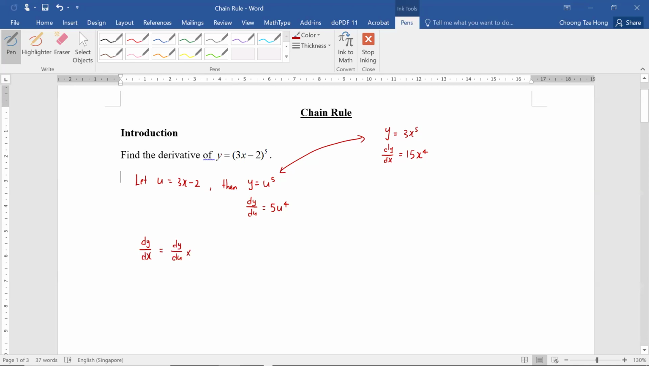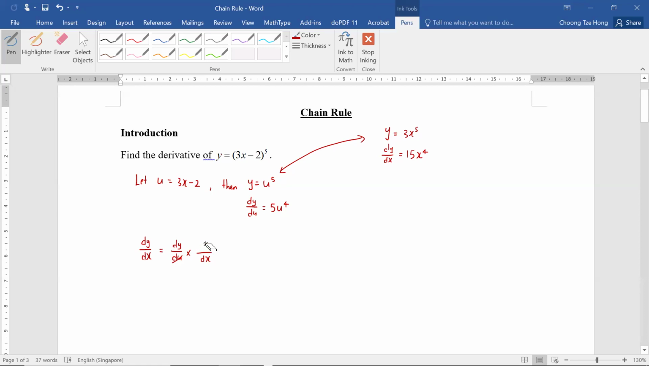So now we ask ourselves, dy/du times what will give me dy/dx? Apparently we need to get rid of this du, right? To get rid of du, we can multiply by du/dx. If we multiply by du/dx, you see, we can cancel away the du and you will get dy/dx, alright?